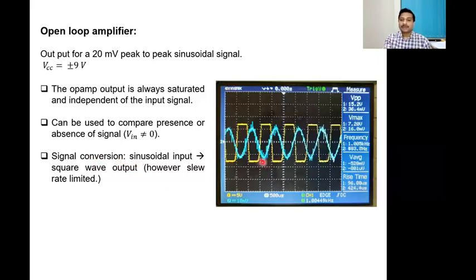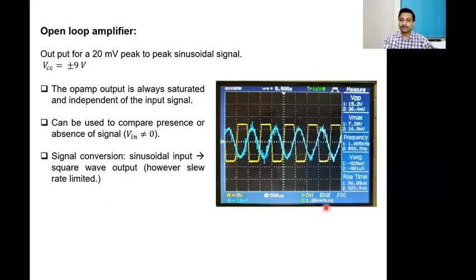However, something to note down here is it's not a perfect square wave, in the sense that it's not minus V saturation and plus V saturation and nothing in between. For a certain time period, there is a rising and falling slope, and that is because of the slew rate limitation of the operational amplifier. Remember, or observe again, that we are working at 1 kilohertz.